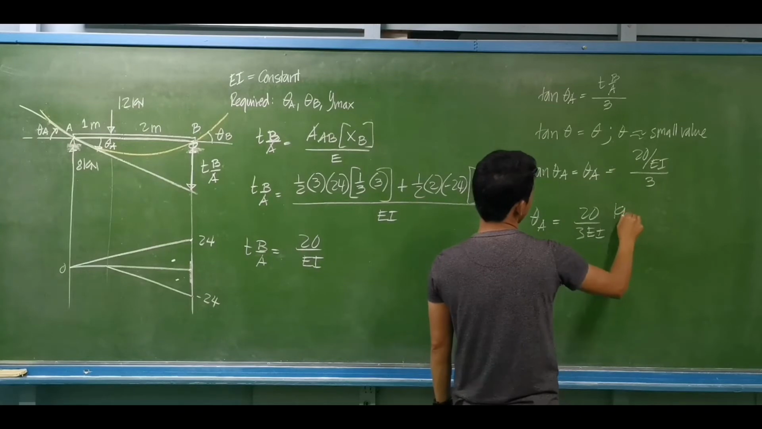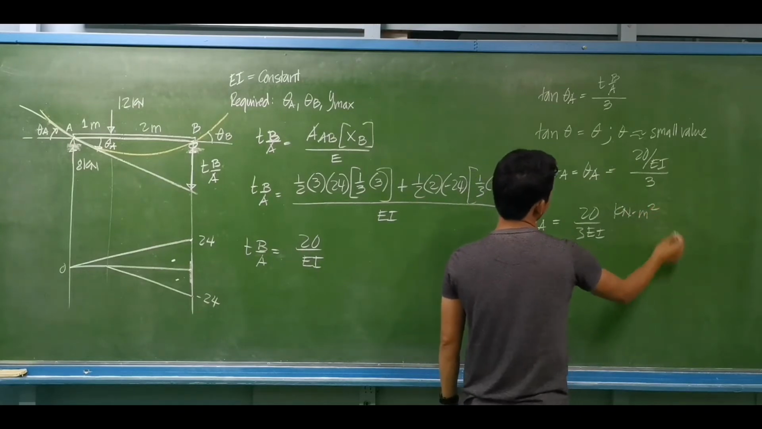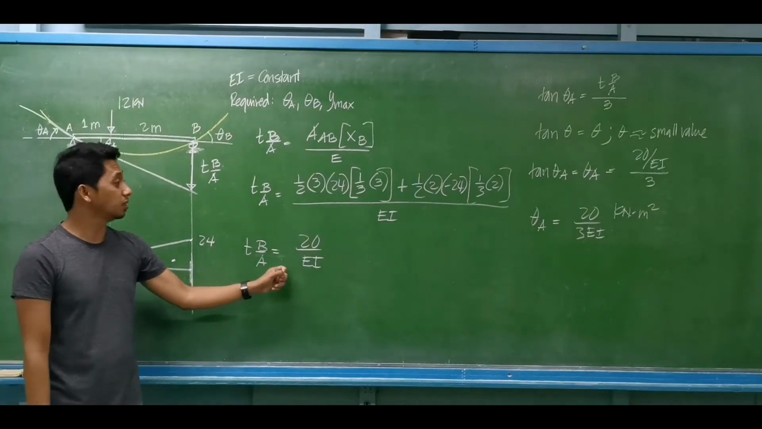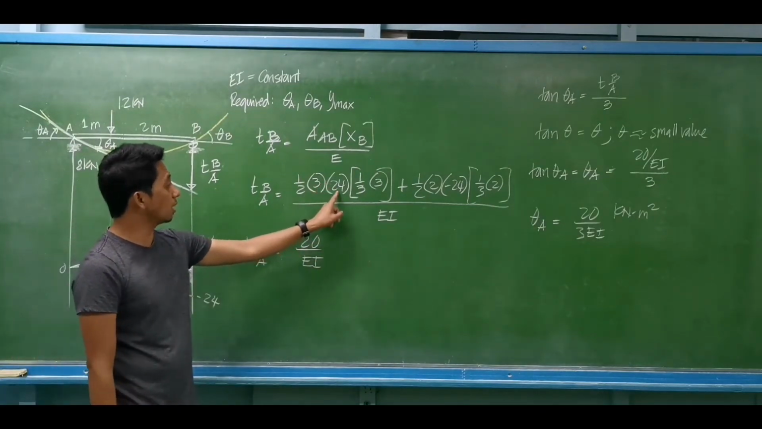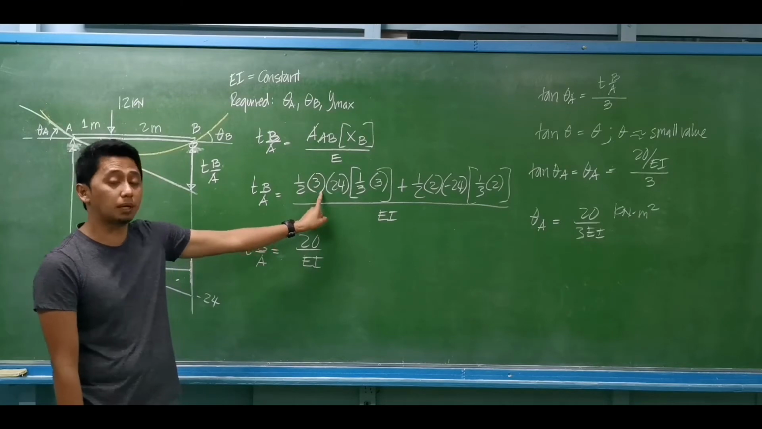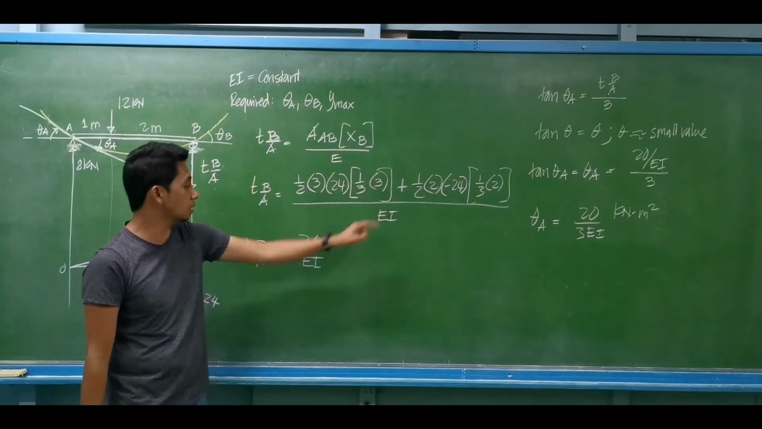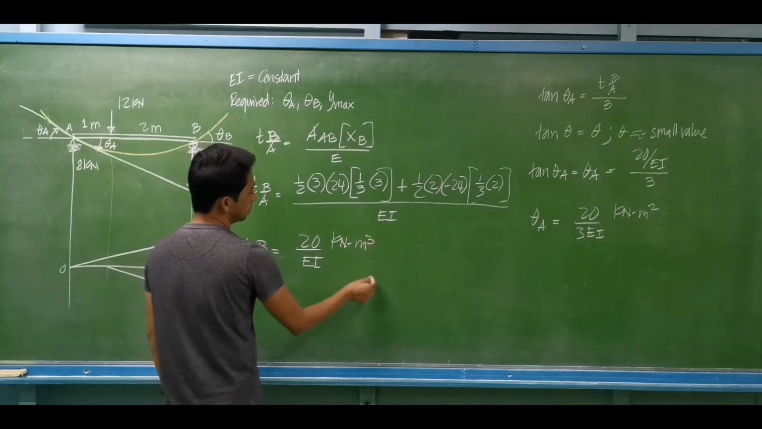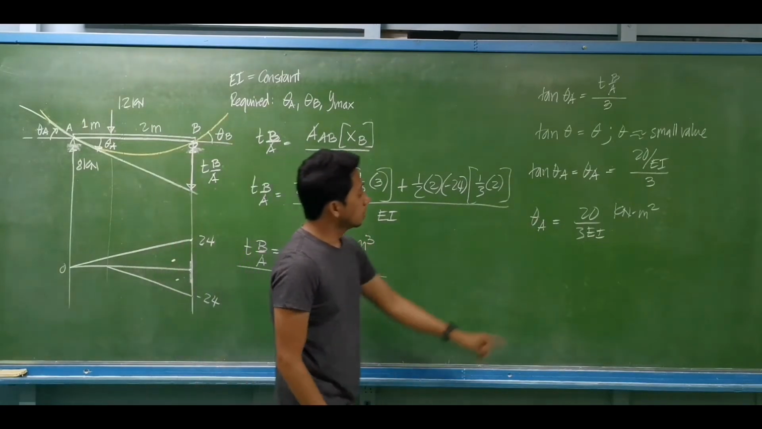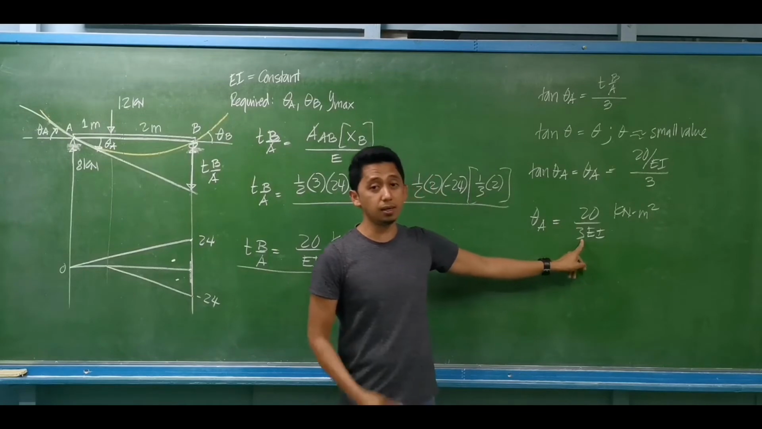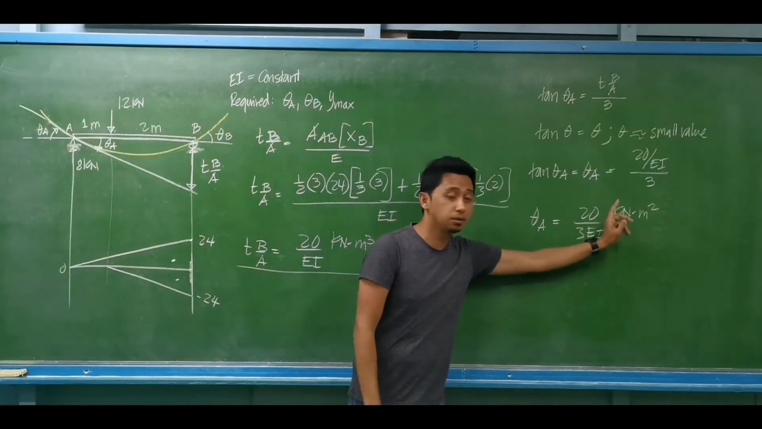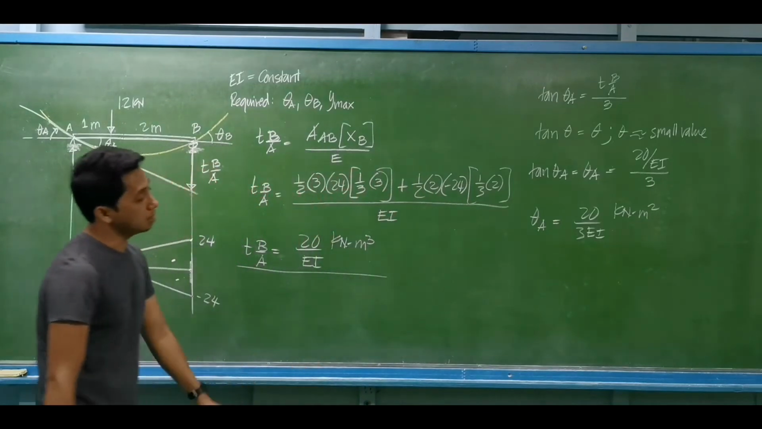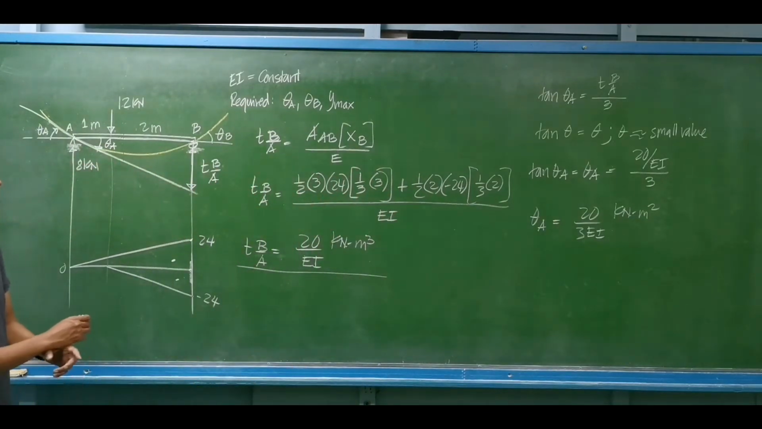The unit of the numerator is kilonewton meter squared, divided by 3 meters. What is the unit for deviation? As you can see, this is kilonewton meter times meter, will be kilonewton meter squared times meter. This is kilonewton meter cubed. So kilonewton meter cubed divided by 3 meters will be kilonewton meter squared. So that is the rotation at A. We have 20 over 3 EI.